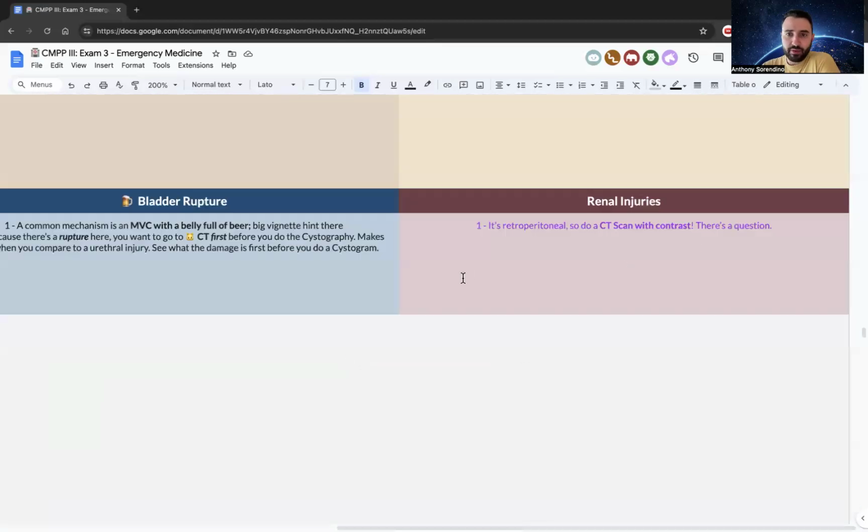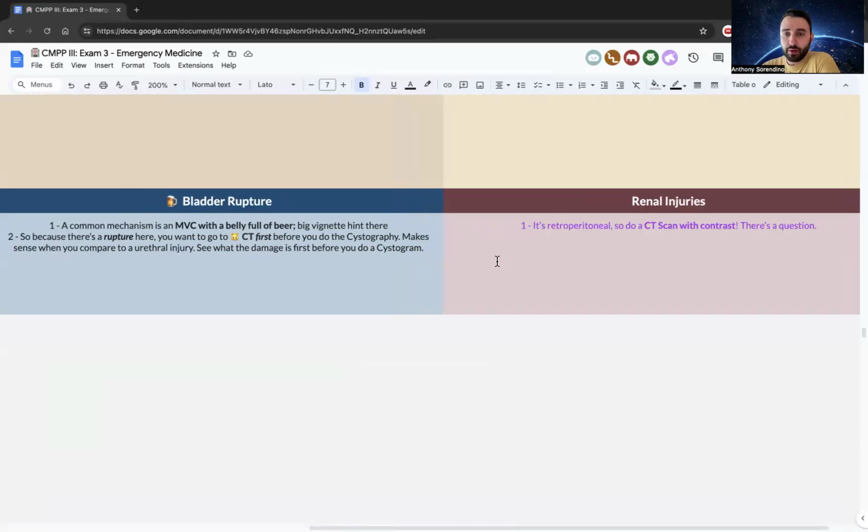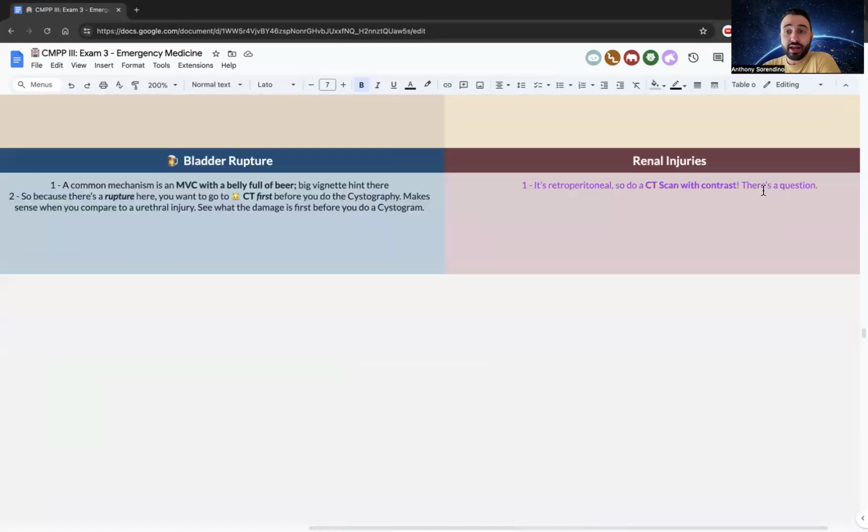So then, yeah, that kind of reminded me of renal injuries, retroperitoneal. So you want to do a CAT scan. And with contrast, again, you want to see if you have extravasation.